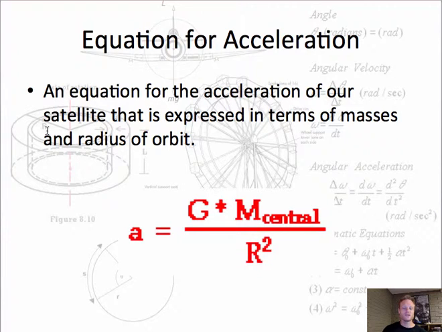So the acceleration equals big G times the mass of the central object divided by the radius squared. Okay, so far we have two equations, an equation for velocity and an equation for acceleration. The third equation I'd like to present to you is dealing with Kepler's third law.